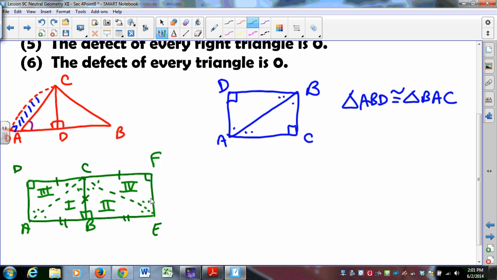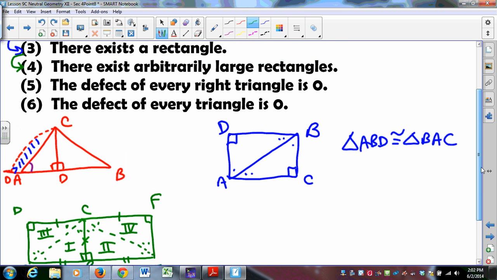And so no matter how big my first rectangle is, I can make rectangles that are arbitrarily large by just stacking them one on top of another, on top of another, on top of another. So 3 does imply 4.